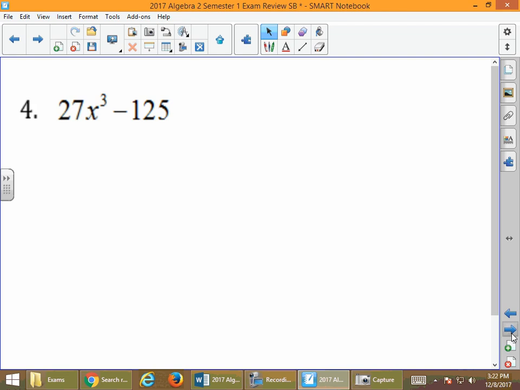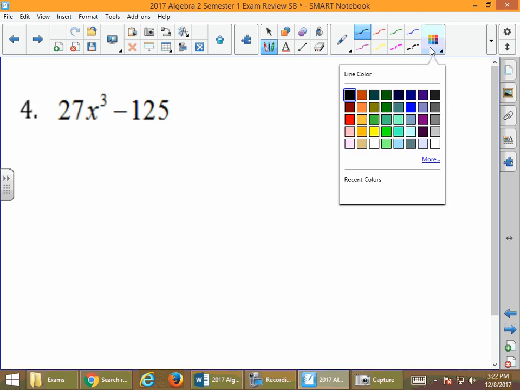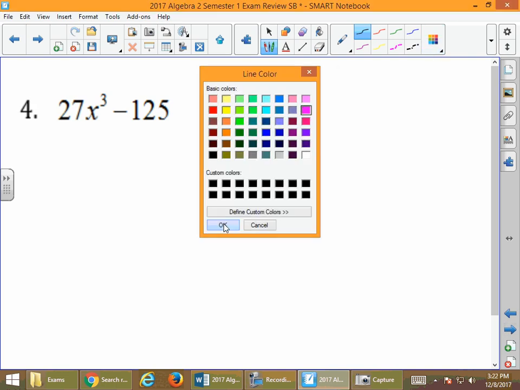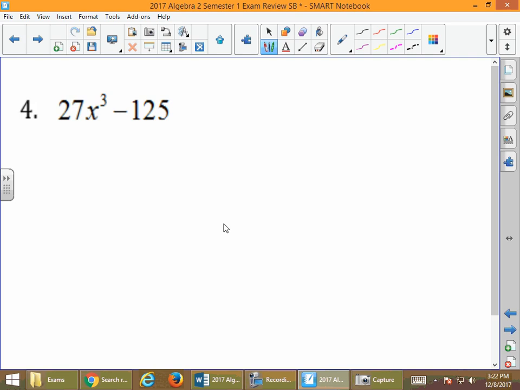Number 4, our method is going to be the cubed method on this particular problem. One of the clues to the fact that we are factoring a cube in this problem is that we see an x cubed in there. A couple other things that we can remember is that 27 is 3 times 3 times 3, and 125 is 5 times 5 times 5. So when we factor this, the method that some of the Algebra 2 teachers use is the SOAP method.